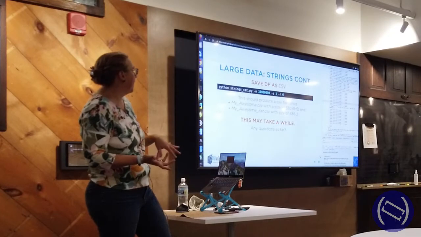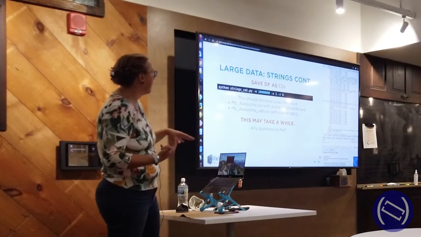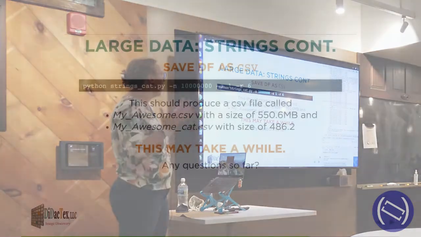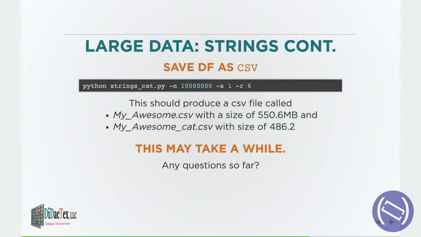Now, when we have a large data set of strings, I'm going to have a random string of 6 characters. I'm going to create 10 million lines. This is going to create this string category Python script. It's going to produce 2 CSVs. My awesome CSV is probably half a gigabyte, and both of them are about half a gigabyte. And then my awesome with categories is going to be just under that.